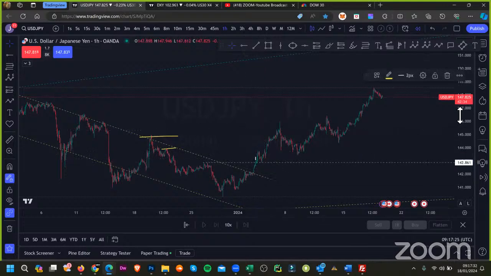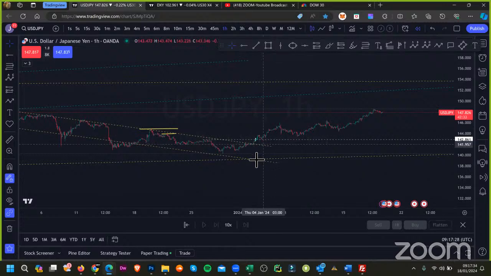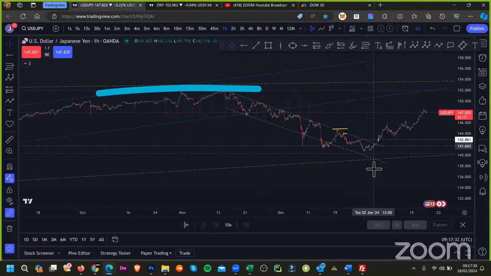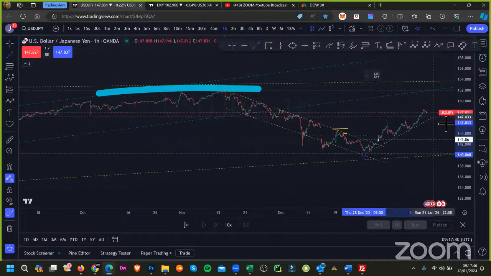Why? Because I'd be buying at the bottom of this range. At the bottom of the... All right? Let's have a look at what's going on right now. Right now, as I said, this market is pushing up like so.